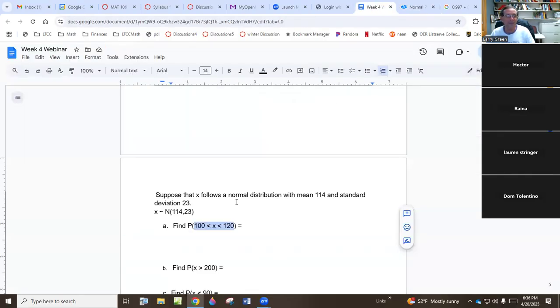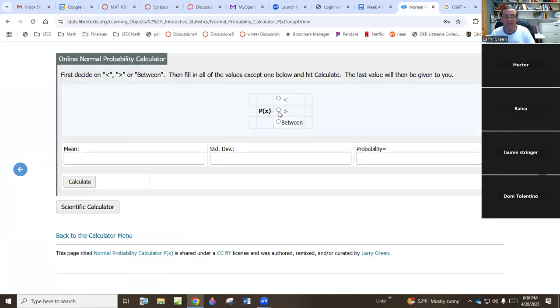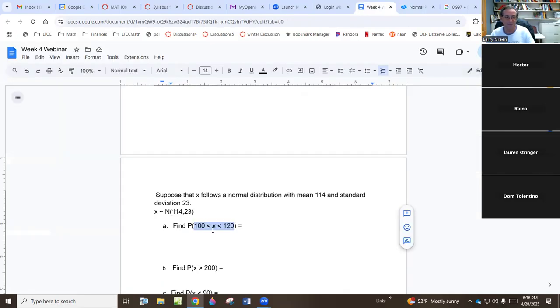Okay, so again, we want the probability that 100 is less than x is less than 120. So do we want less than, greater than, or between? Sorry if my internet is having issues. Okay, not less than. Good try, but not less than. Look again at what we have. 100 is less than x is less than 120. So look at the x. It's x that we're focusing on.